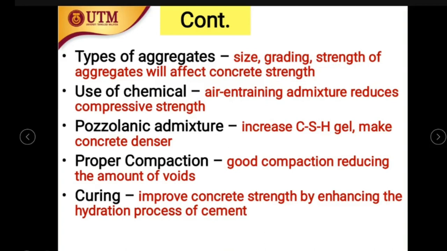And then use chemical admixtures. Air entraining admixtures will reduce the compressive strength a little bit, but will increase the workability. Pozzolanic admixtures increase the C-S-H gel because of the pozzolanic reaction and will make the concrete denser. Proper compaction is good compaction, reducing the amount of voids, and then curing. Curing, we haven't talked about before. After we have cast our concrete, we have to cure our concrete.